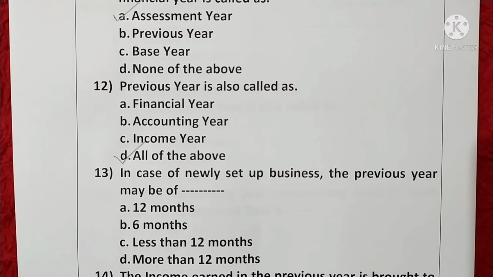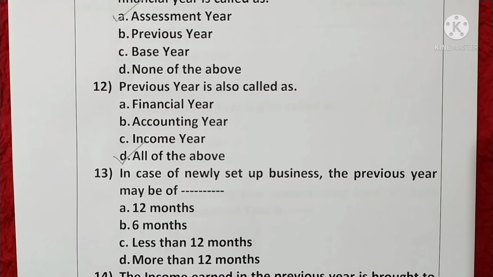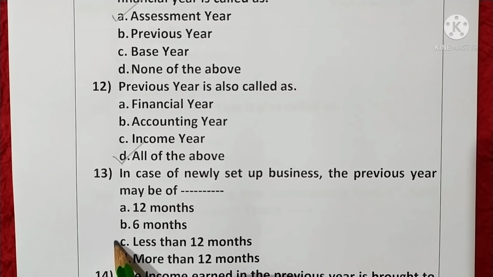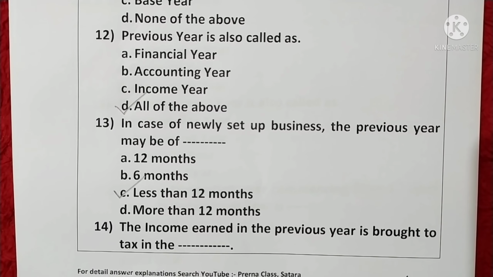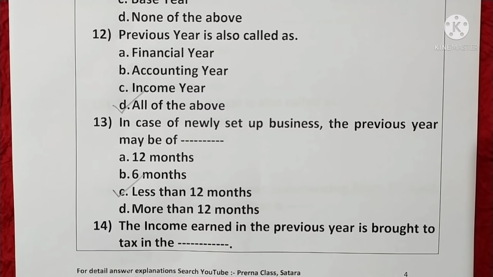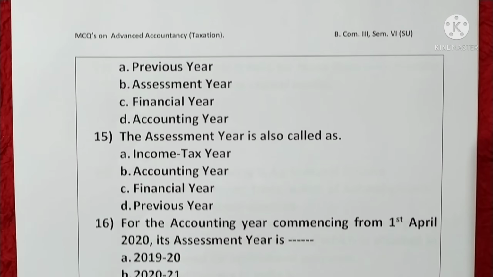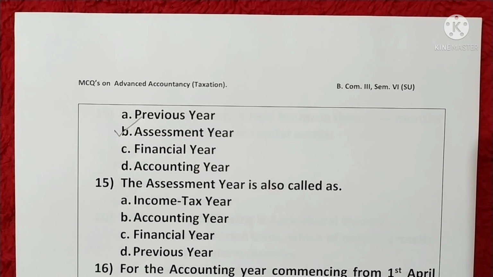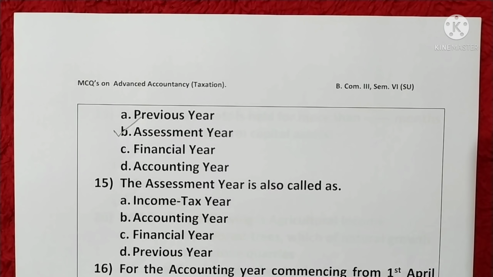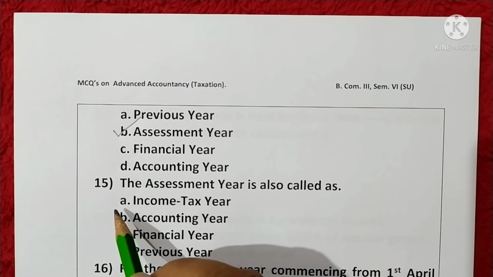Question 13. In case of a newly set up business, the previous year may be of less than 12 months period. Here option C is correct. Question 14. Income earned in the previous year is brought to tax in the assessment year. See in answers, option B is correct. Question 15. Assessment year is also called as. Options are given: income tax year, accounting year, finance year, previous year. Here assessment year is called the income tax year. Option A is correct.